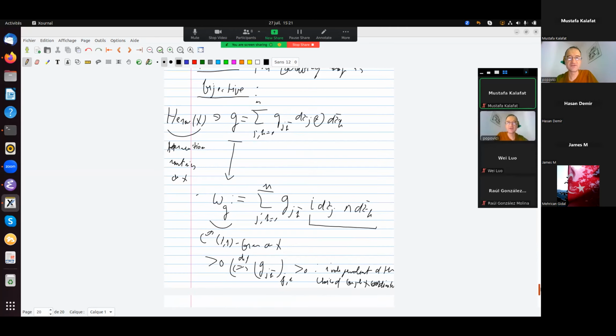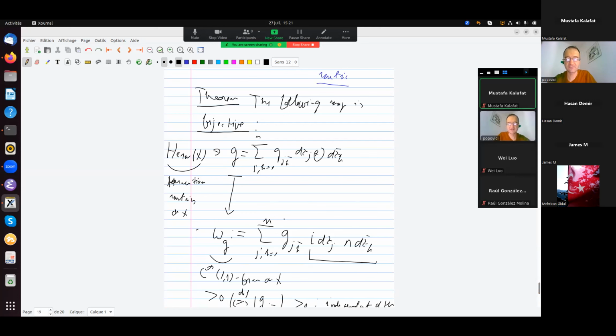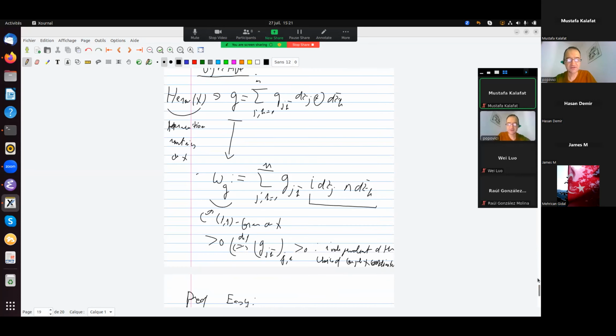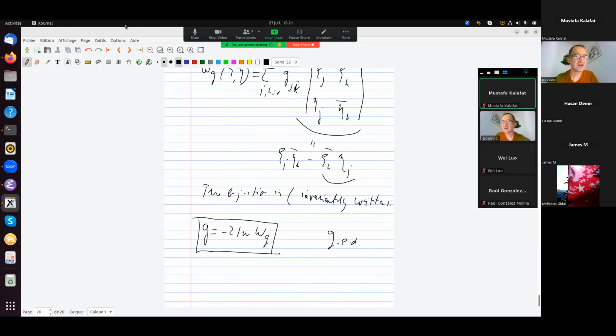So we have 2 points of view on metrics. The most usually adopted is the differential form point of view, right? This one here. Metrics are C infinity, positive definite C infinity 1-1 forms on the manifolds, but they're also inner products on the tangent space, on the tangent bundle. Right. So these are Hermitian metrics.